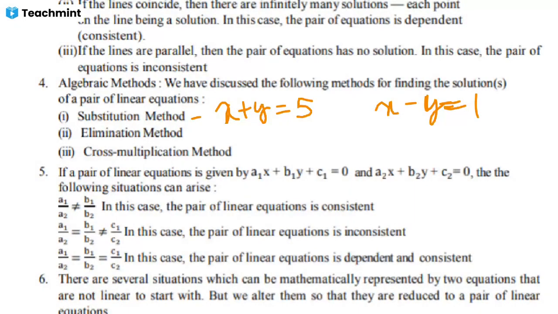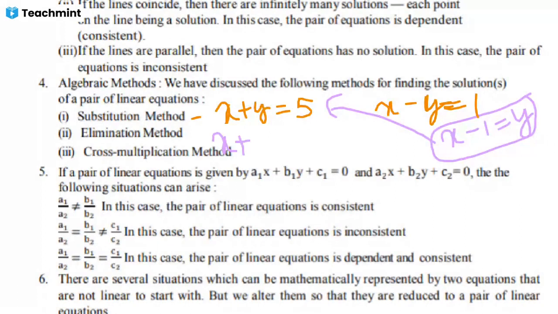So now for this we can take either the first equation or the second equation. You can start with any of the equations. Here I'll take the second equation, and from the second equation we can write x minus 1 is equals to y. Now I am going to put this in the first equation. So in place of y, what you can write, x plus x minus 1 is equals to 5.